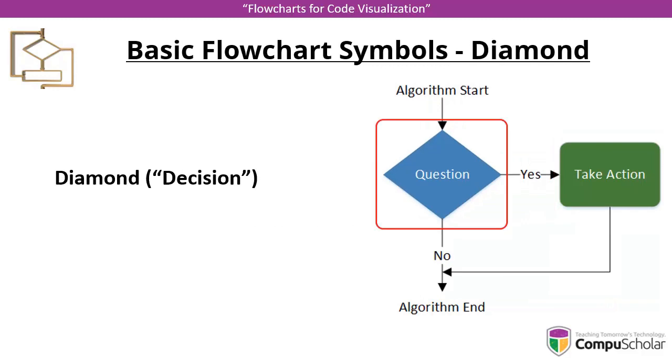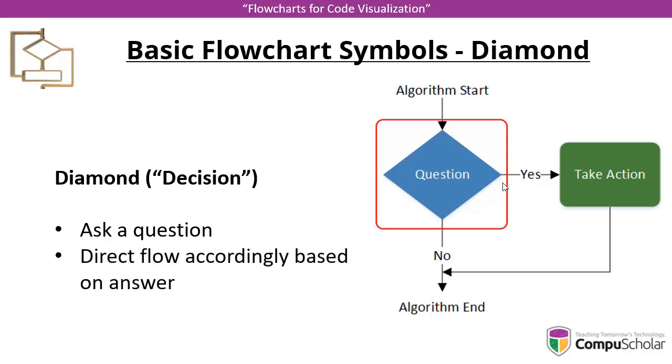The next basic shape is the diamond, and a diamond is used to make decisions. So inside the diamond here, you'll usually write some fragment of a question or a logical condition that you are testing. And then the flow outwards, there's usually multiple flows outwards that are labeled with arrows that have the answer. So if you ask a particular question here and the answer is yes, you'll move over to the right and take a certain action. If you ask that question and the answer is no, then you'll move down and do something else.